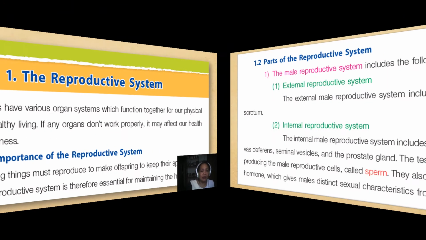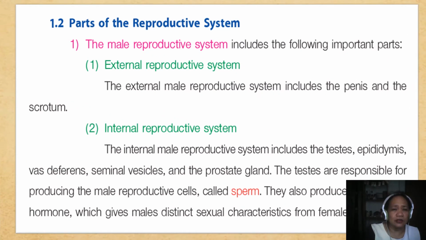Next, parts of the reproductive system. There are two. But we study first the male reproductive system. And this male reproductive system has two systems, the external and internal. Okay?